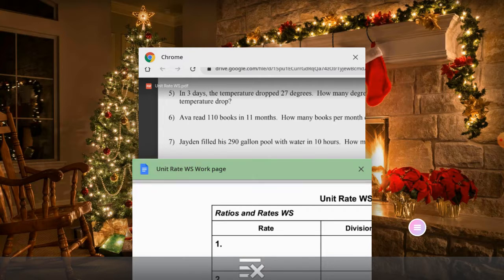So if I said there are 420 students in 12 classes, if I found the unit rate for that, what would my labels be?